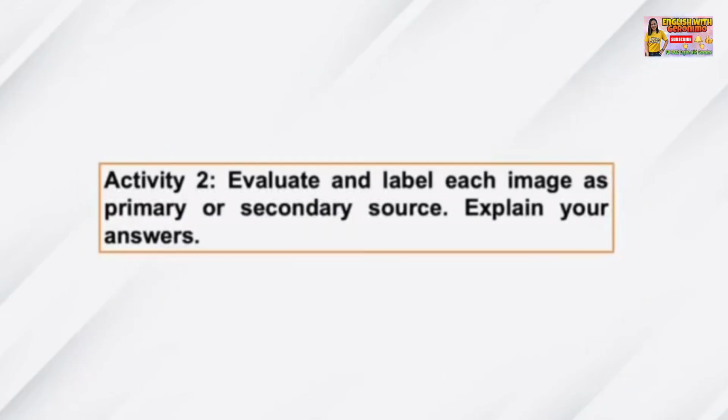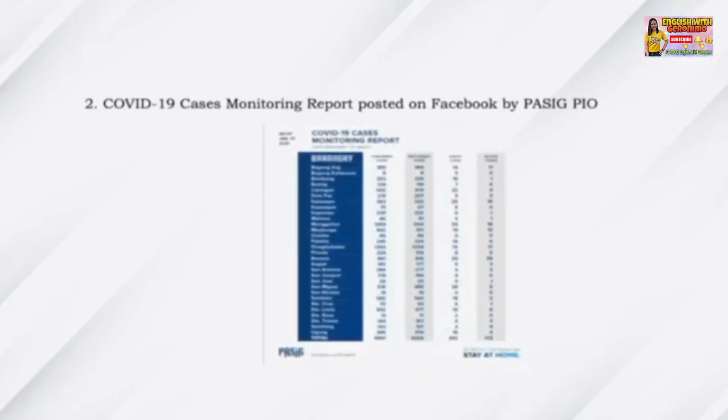Activity 2. Evaluate and label each image as primary or secondary source. Explain your answers. Number 1. A copy of Deped Order Number 1 series of 2021. Number 2. COVID-19 cases monitoring report posted on Facebook by Pasig PIO.